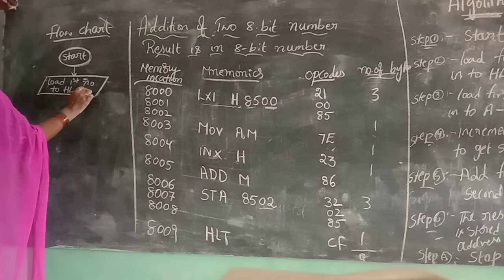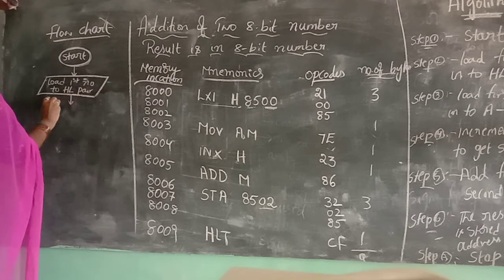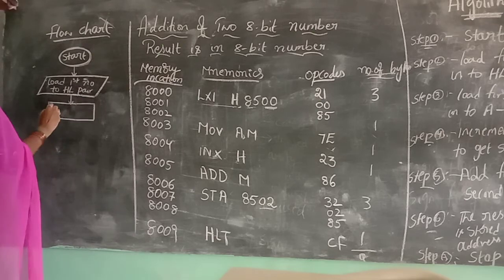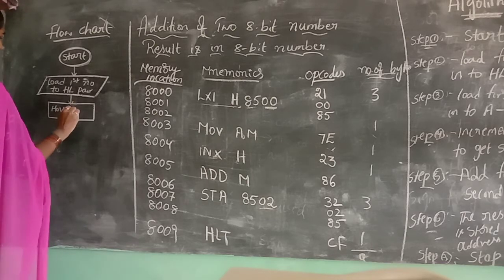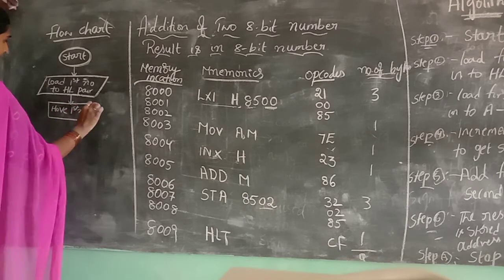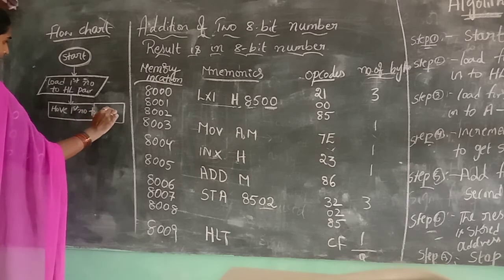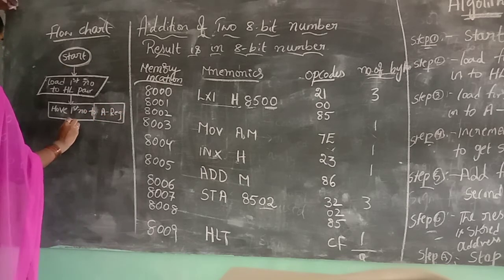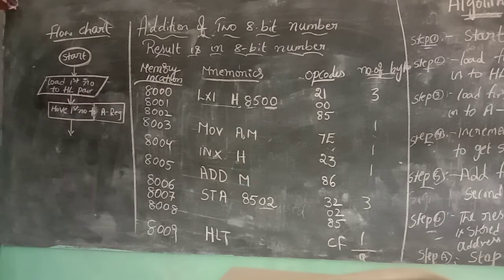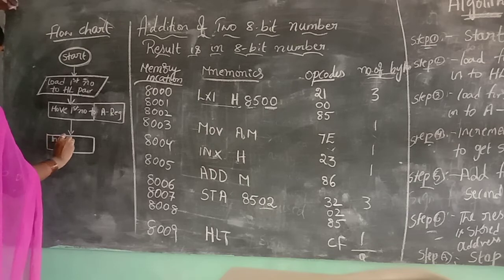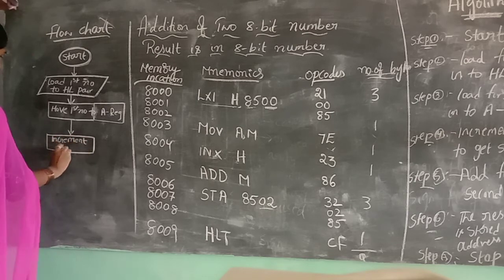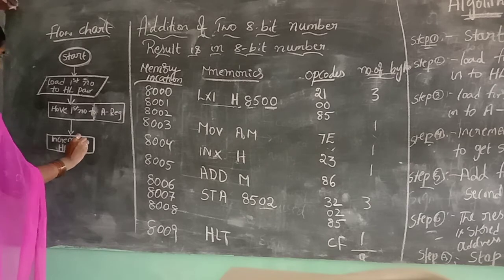Load first number to HL pair. And next, move first number into accumulator, or A register, both are same. And next, increment the HL pair.